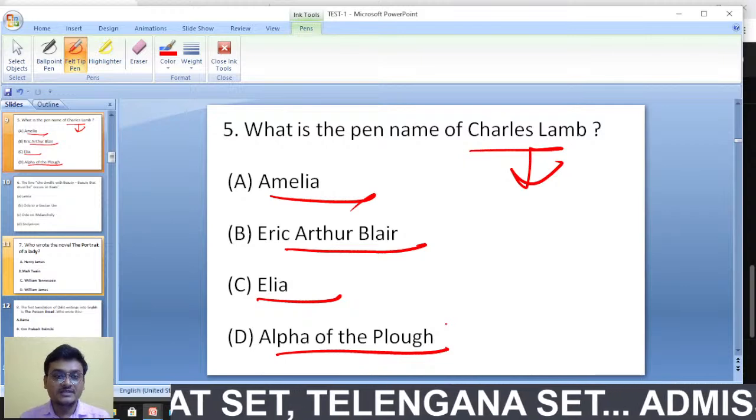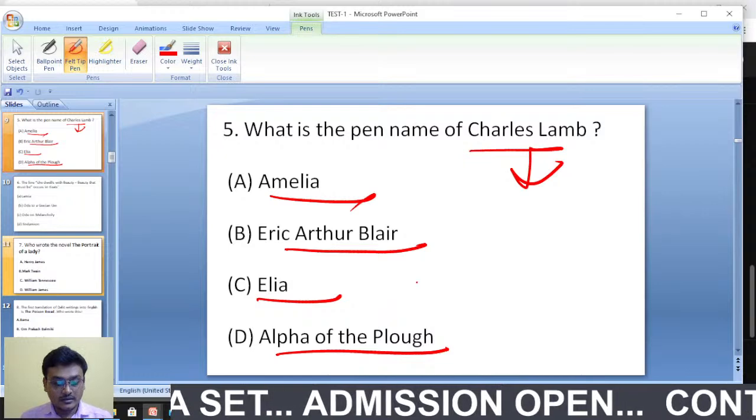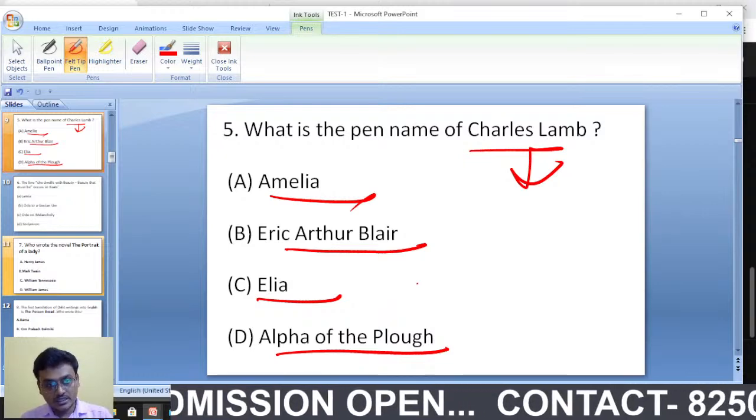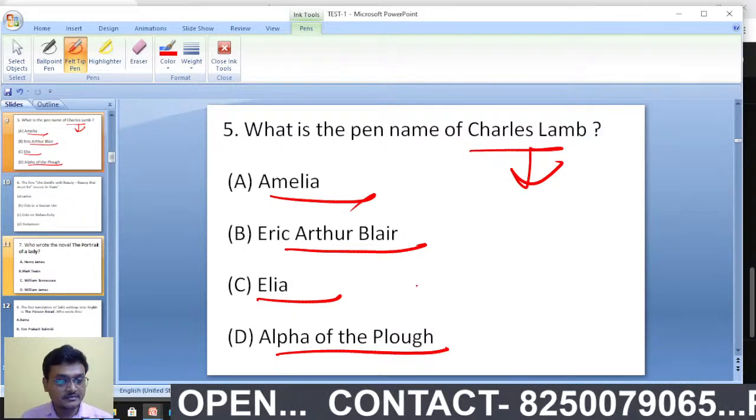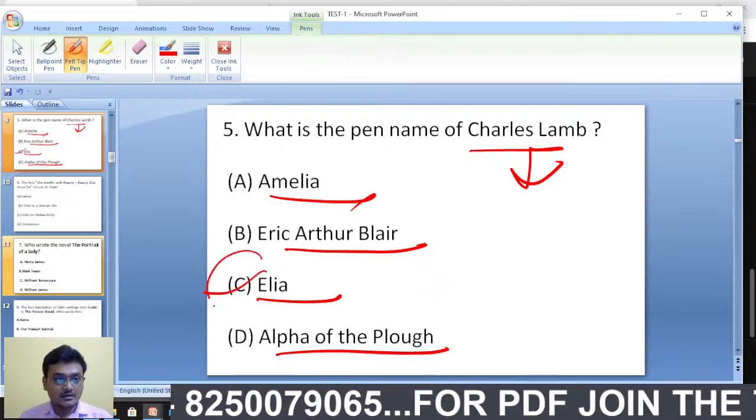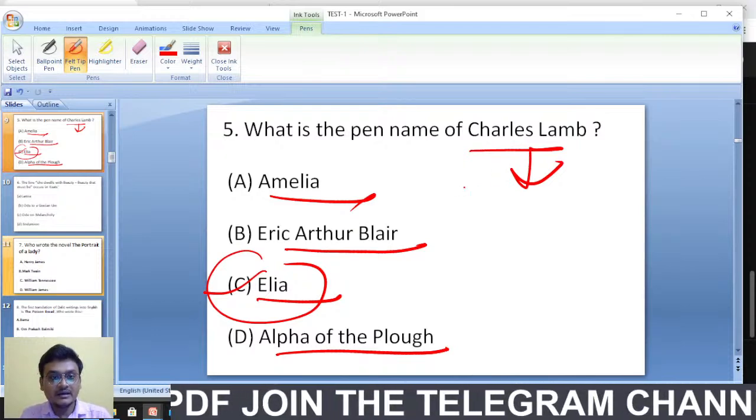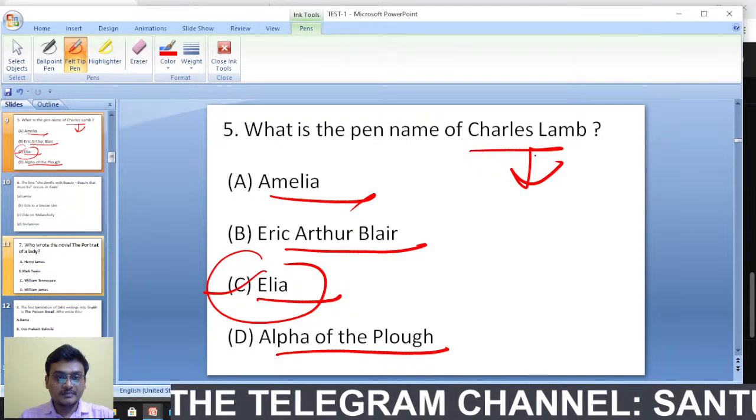What is the pen name of Charles Lamb here? Amelia, Eric Arthur Blair. Okay, excellent. Sujit is the one who gave the answer for the first time here. It's Elia. Exactly. Elia is the pen name of Charles Lamb. Yeah, Subramshu, Sujit, Ananda, everyone. Elia is the pen name.